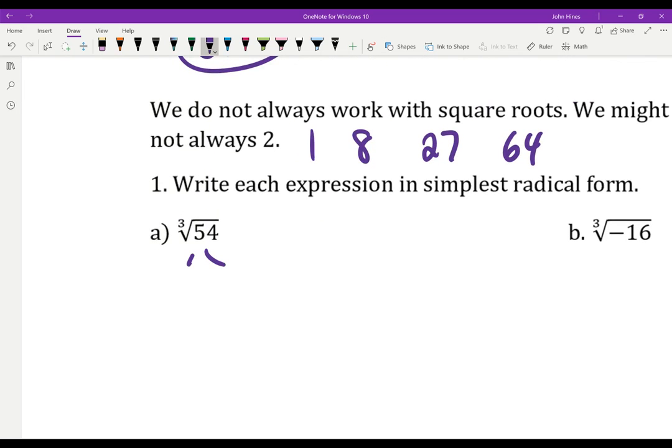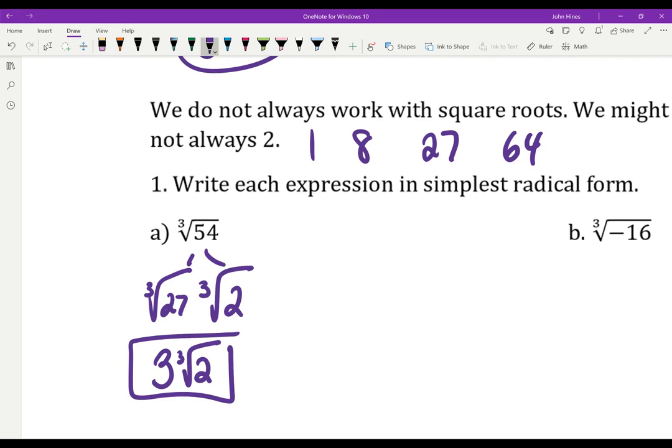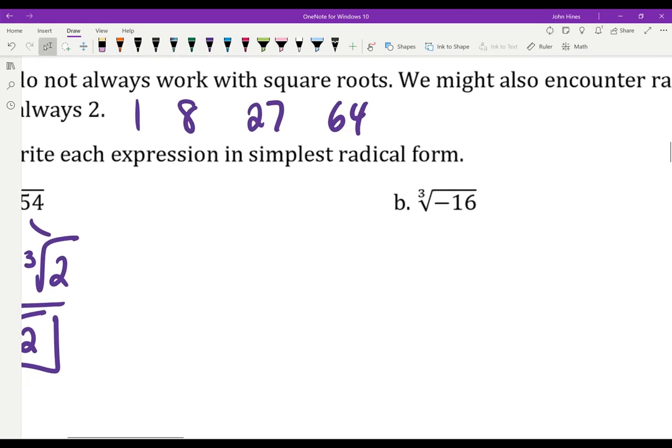So what divides into 54? Well, 27. So I've got the cube root of 27 and the cube root of 2. So this time I'm dealing with cube roots. What's the cube root of 27? 3 times 3 times 3. So it's 3 cube roots of 2, which is the same as the cube root of 54. Again, we don't do this a lot. I just want to make sure you're exposed to it.